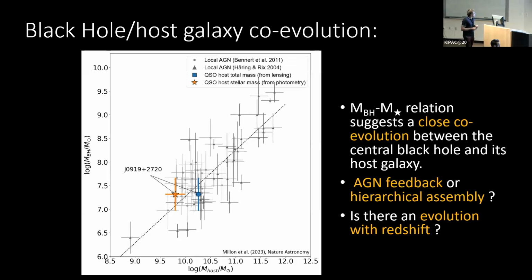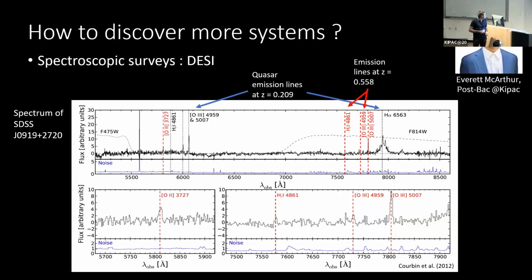We also measured the stellar mass of the host from the photometry, and you see that it's light on the relation. That's only a single data point, and if we want to study those relations across redshift, you will need a bigger sample. That's a project led by Everett MacArthur, a postdoc fellow at KIPAC, looking for more of those systems in DESI. So how do we do it?